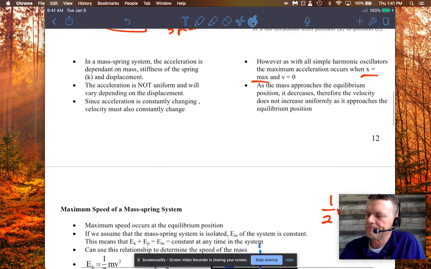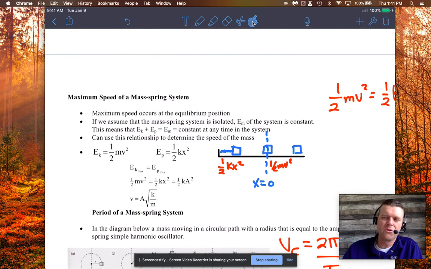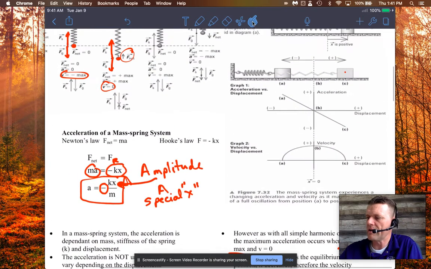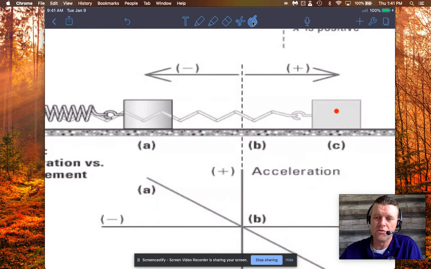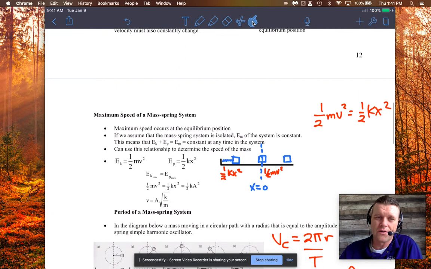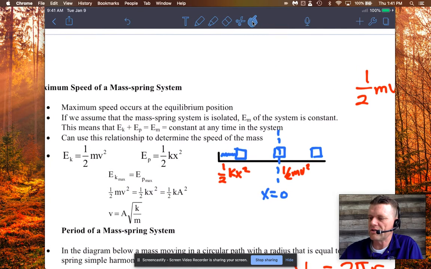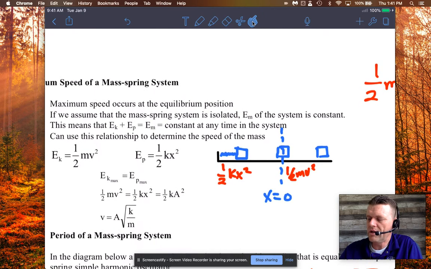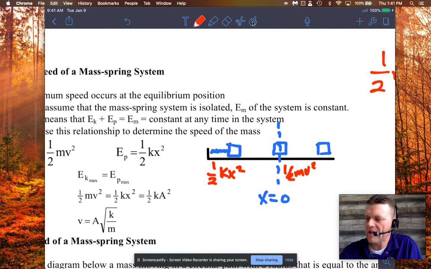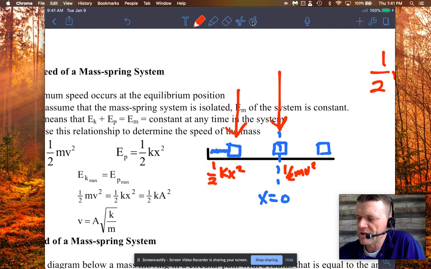So that's the first formula. The second one deals with how we determine what that maximum speed is at equilibrium. How fast is it going when it reaches that spot B right in the middle? How fast is it moving right there? Well, it turns out we can solve for that using the conservation of energy, because we can compare the total energy that the mass has at its maximum displacement to the total energy that it has at equilibrium. Those two positions.